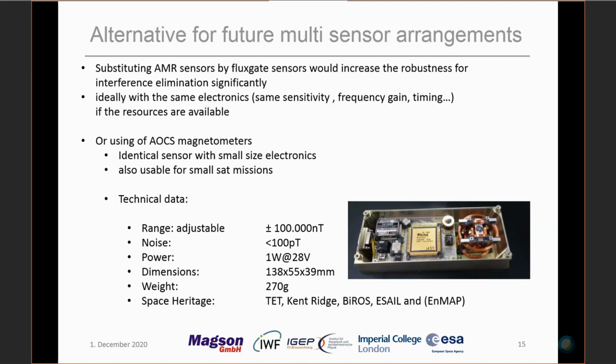We use this type of magnetometer in the attitude control system. This magnetometer has an identical sensor, but with small size electronics. The range can be adjusted to the same range as scientific class magnetometers. The problem here is that because of the small distance between the sensor and the electronics, you have a higher noise level. We give the value as lower than 100 picotesla, but most of the devices have between 50 and 16 picotesla per square root hertz.